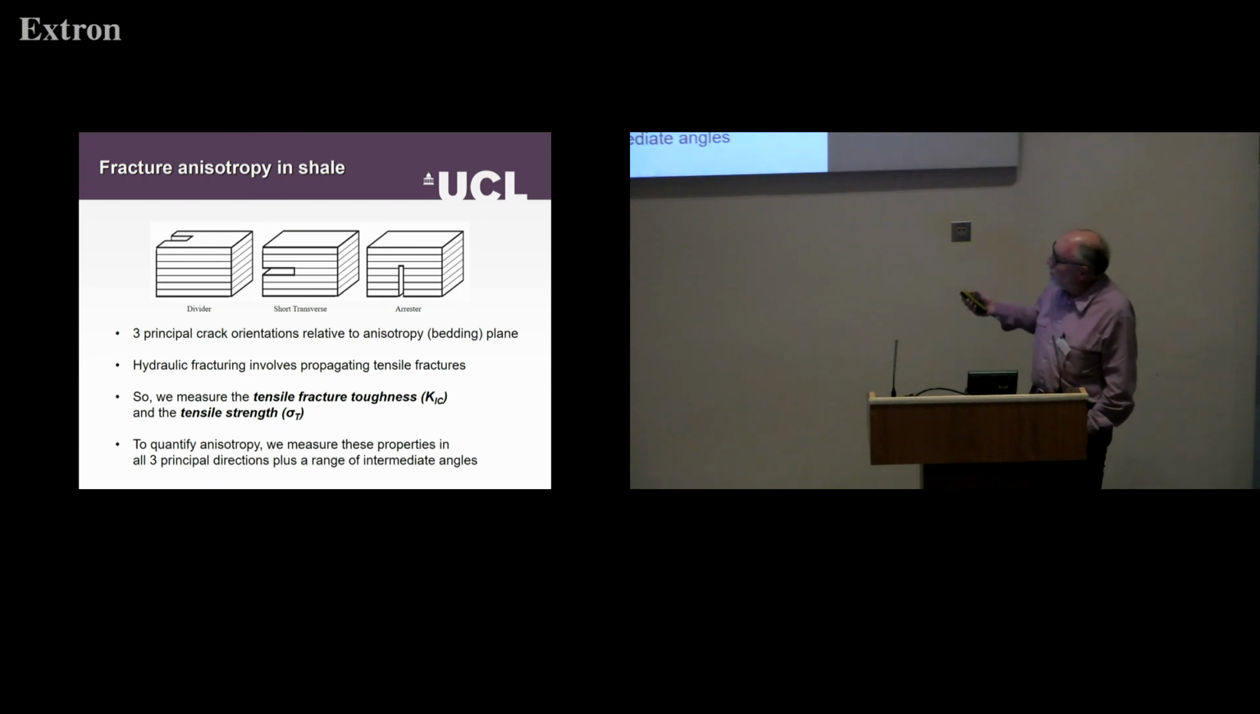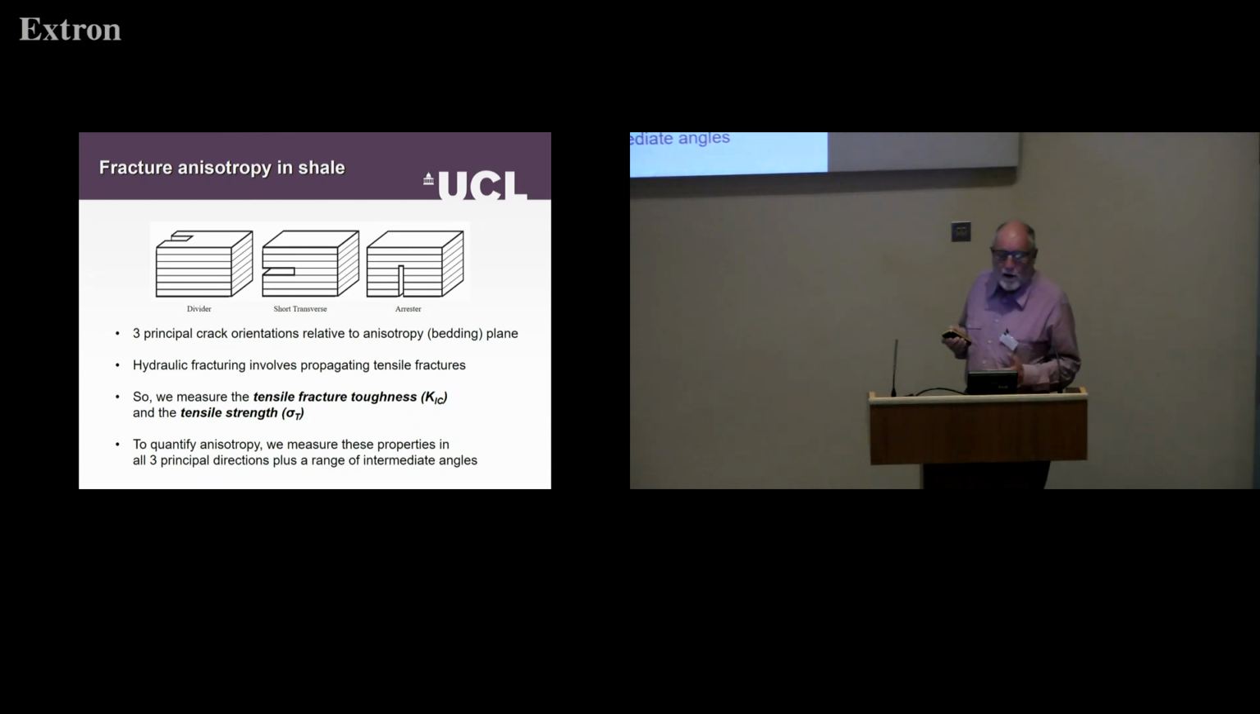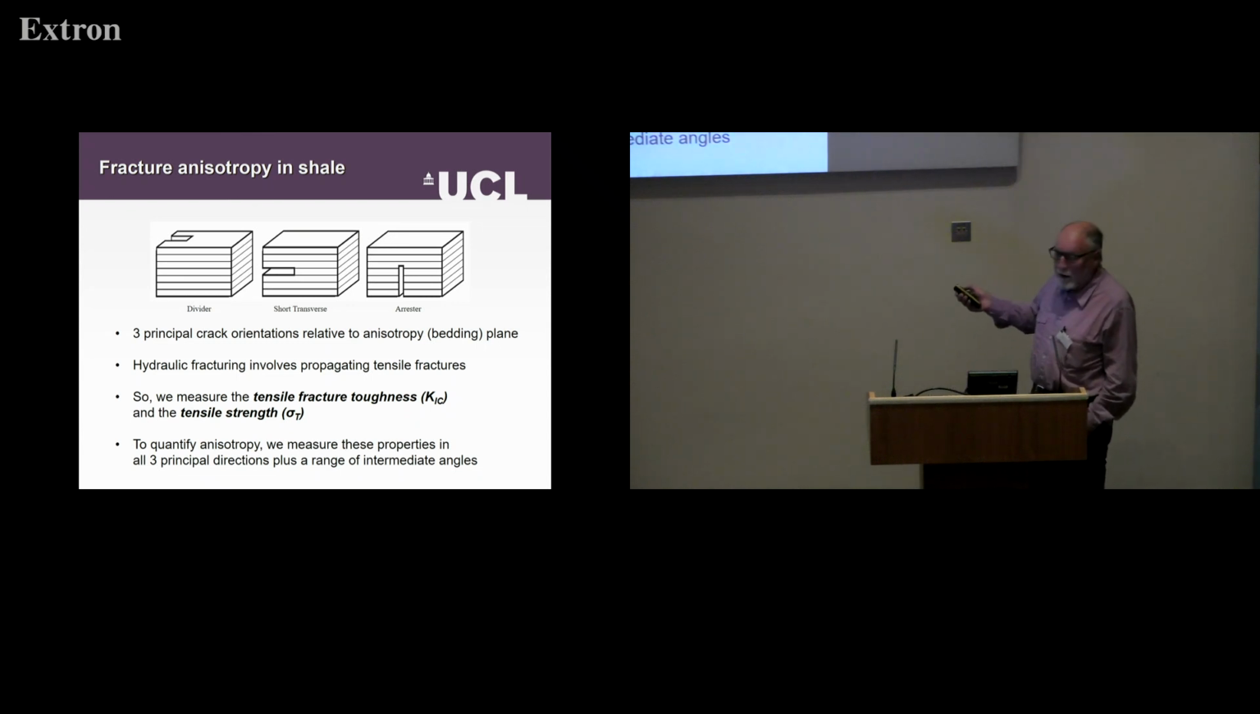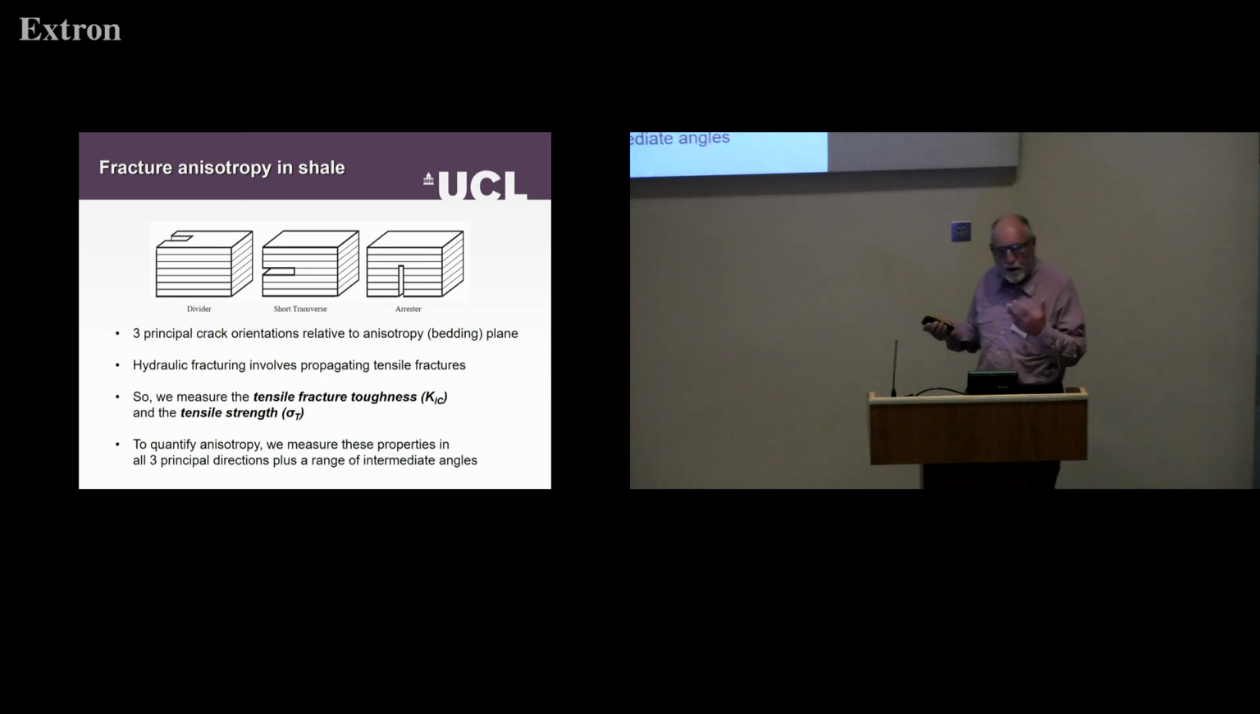Since hydraulic fracturing to enhance recovery of gas involves propagating tensile fractures, we've measured tensile fracture properties, primarily the tensile fracture toughness, K1C, which characterizes the resistance to dynamic fracturing, and also we've measured the tensile strength. To quantify the anisotropy, we've measured those properties in these three principal directions, plus a range of intermediate angles to see how these properties vary with orientation.